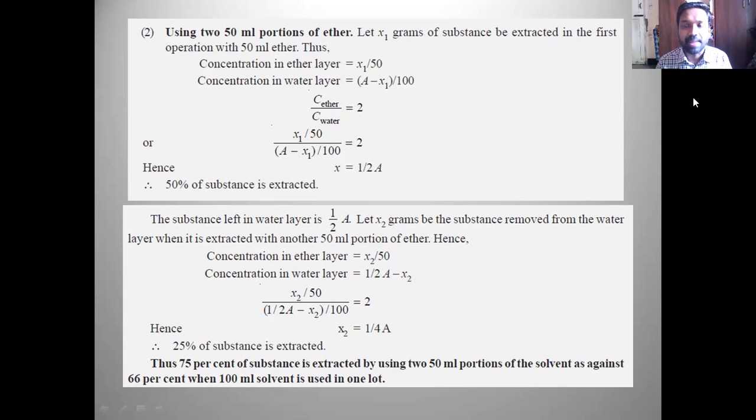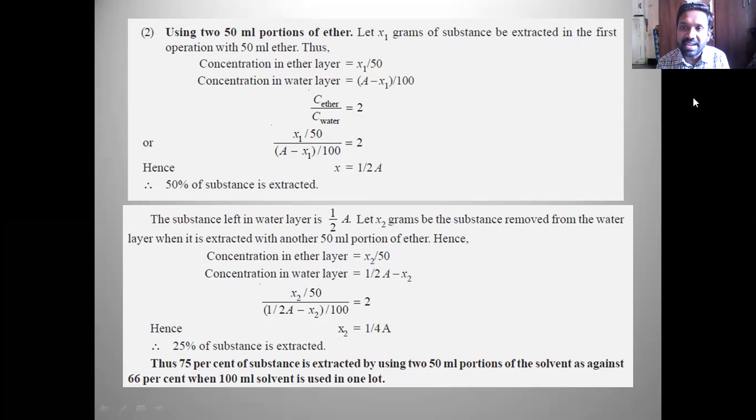So what does half A mean? 50% extraction you have done. In the previous example, how much extraction had you done? 66%. Why was 66% extraction done? Because you had taken more volume of ether, 100 ml. Now you have taken only 50 ml. So 50% of the substance is extracted.